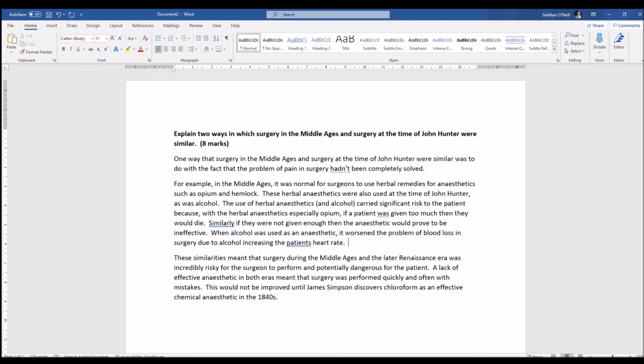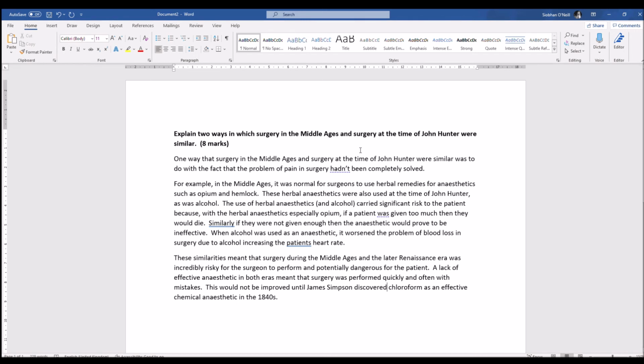These similarities meant that surgery during the Middle Ages and the later Renaissance era was incredibly risky for the surgeon to perform and potentially dangerous for the patient. A lack of effective anaesthetic in both eras meant that surgery was performed quickly and often with mistakes. This would not be improved until James Simpson discovered chloroform as an effective chemical anaesthetic in the 1840s.